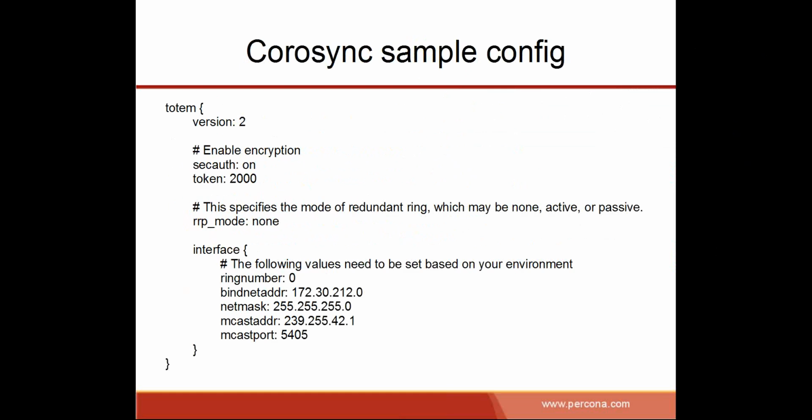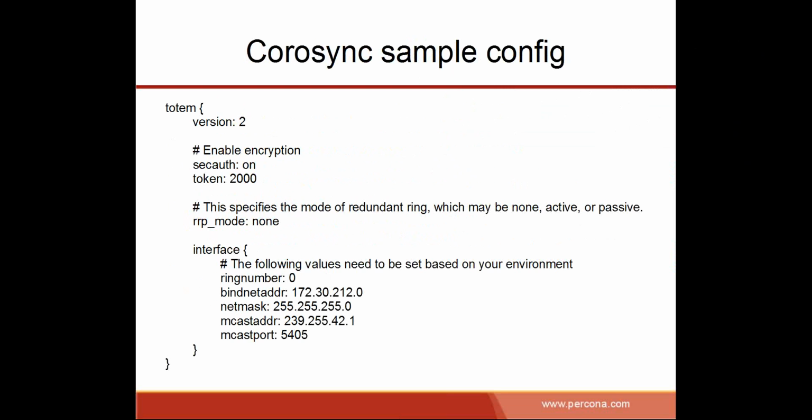Just review the sample configuration file quickly. So secauth on is basically to enable encryption. The token is the token time. So here I have 2 seconds. It's in milliseconds. The default value is 1,000.